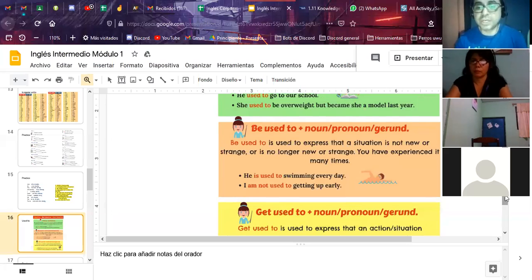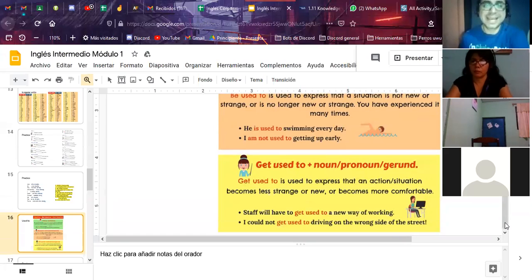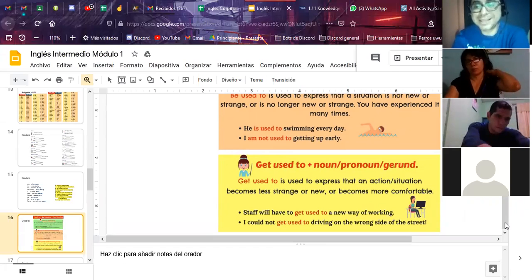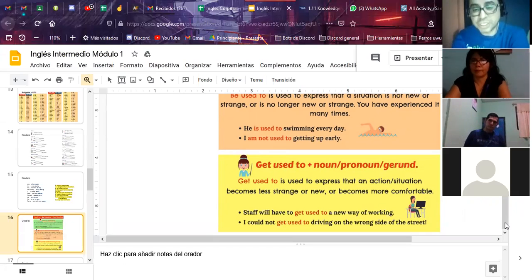But then we come to the third one. It says, get used to, plus a noun, pronoun, or gerund. Get used to is used to express that an action or situation becomes less strange or new, or becomes more comfortable. So this is like in the middle, you know? So for example, it says, staff will have to get used to a new way of working.